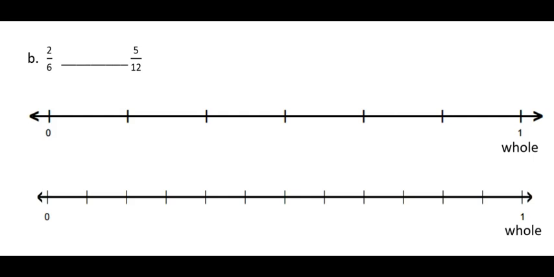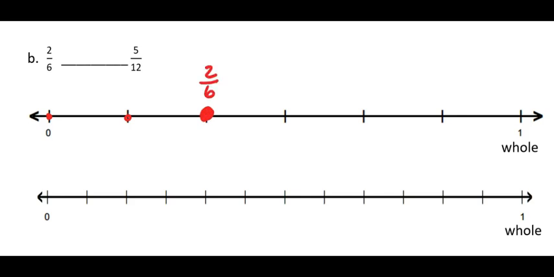Here I'm comparing 2/6 to 5/12. I'll start by plotting each fraction on the number line. The top one has been divided into 6, so I just need to start at the 0 and count over 2 sixths. So I have 0 sixths, 1 sixth, 2 sixths. So there's my 2 sixths.